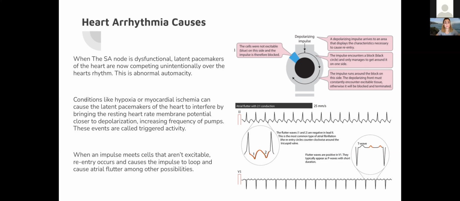Conditions like hypoxia or myocardial ischemia can cause the latent pacemakers of the heart to interfere by bringing the resting membrane potential closer to depolarization. That'll increase the frequency of pumps, and these events are called triggered activity. When an impulse meets cells that aren't excitable, re-entry occurs and causes the impulse to loop and cause atrial flutter, among other possibilities.